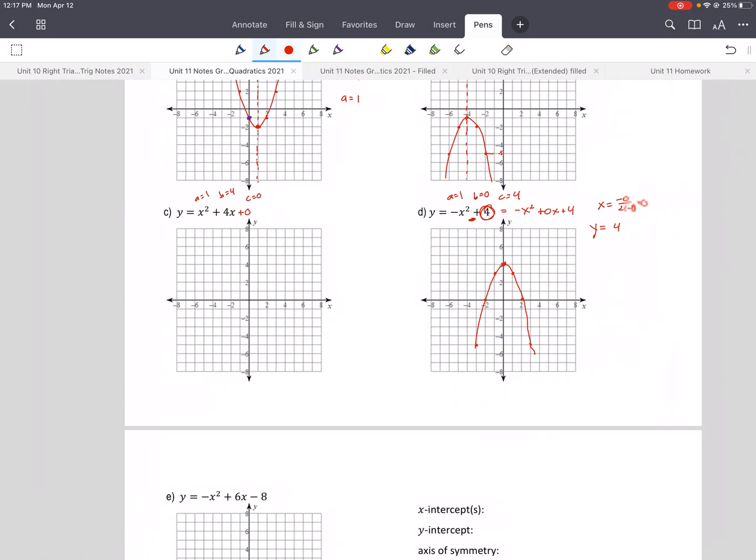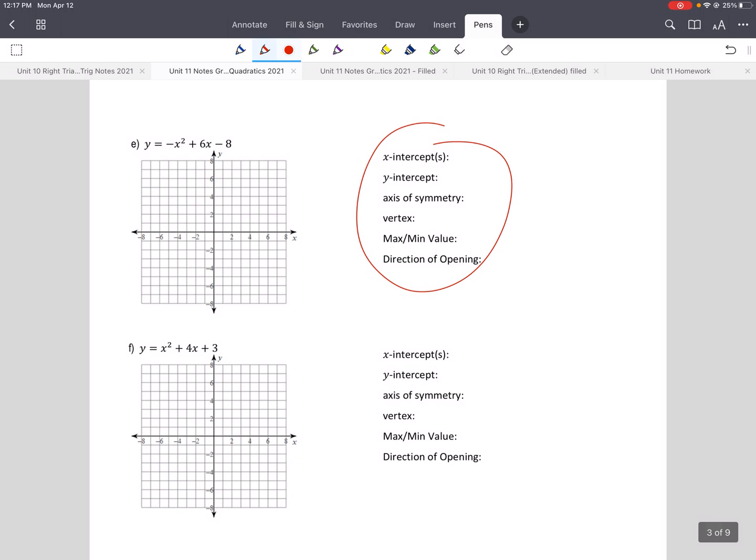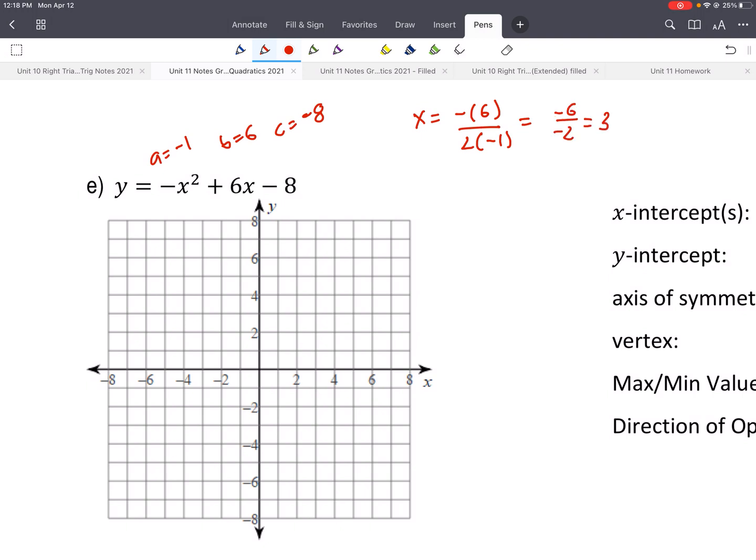All right. And then I just want to do one more of these so that you can remember how to find those key features. All right, so why don't we do E? We have A is 1, or sorry, -1. B is 6, and C is -8. All right, so we do our axis of symmetry. That's -B, which is 6, all over 2 times A, which is -1. And that would give us -6 over -2, or 3.